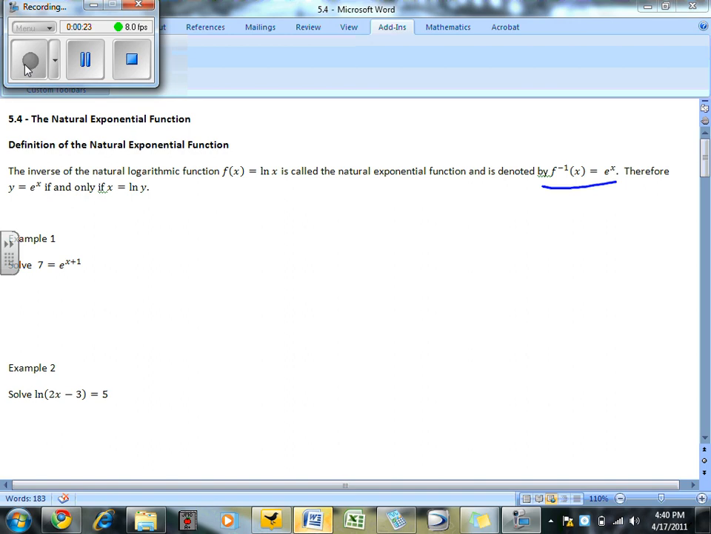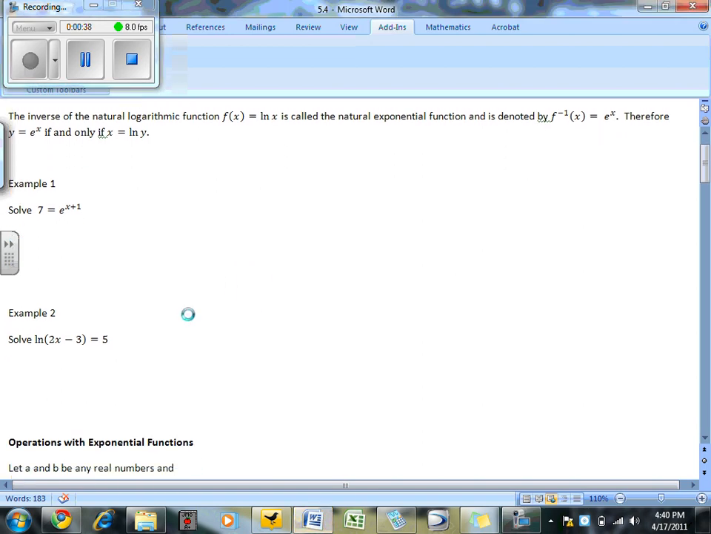And here's our exponential function. If you notice on your calculator, they're actually the same key. If you look on your calculator, the ln button, if you hit the shift or the second button, you'll get the exponential function on your calculator. All right, so since they're inverses, we can use that in order to solve for x.